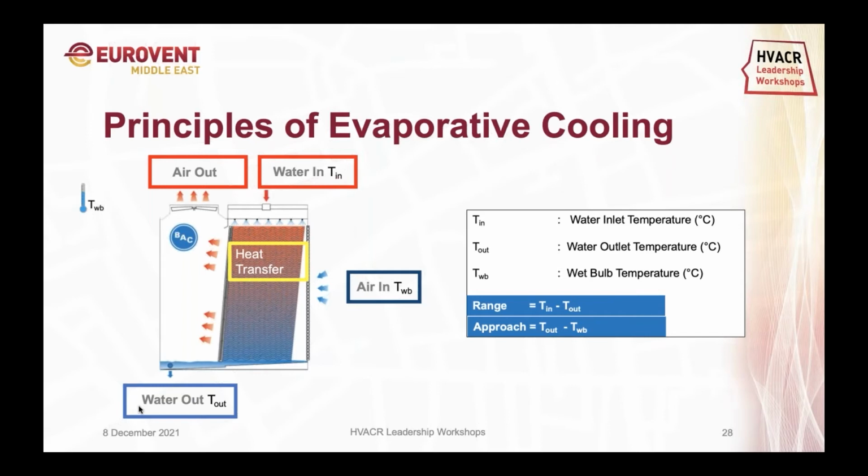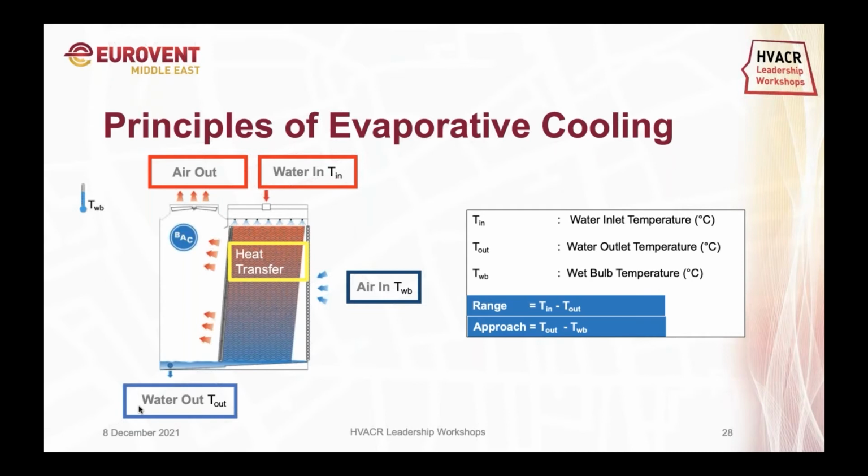So the temperature of water, which is represented here as T in, is the water inlet temperature, which is the condenser out, cooling tower in temperature. And the temperature which goes out of the cooling tower is represented as T out. So the difference between T in and T out represents a very important term called range. So the range of a cooling tower is the difference of the temperature between in and out.